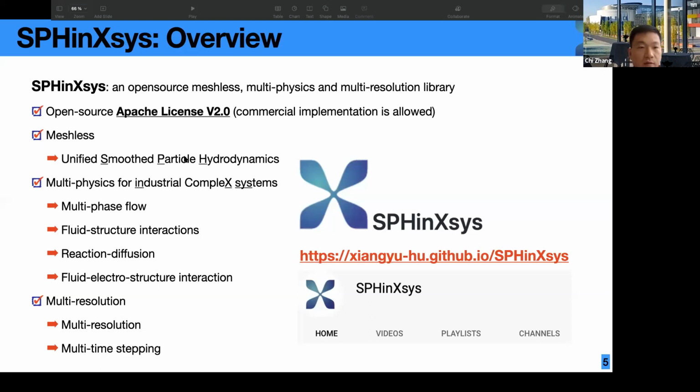And also, we are focused on developing multi-resolution, both in time stepping and in spatial discretization, to optimize the computational efficiency.